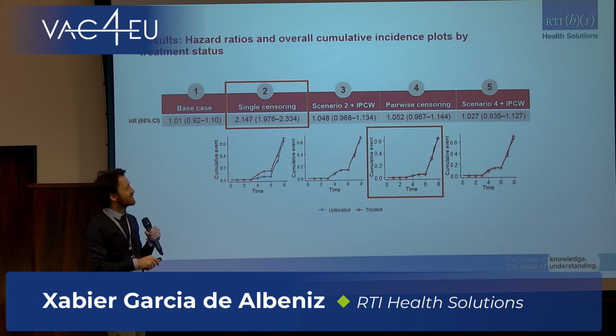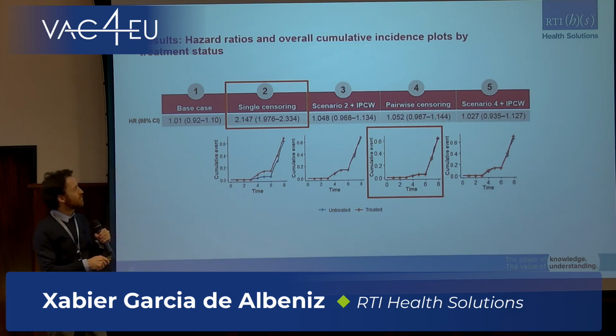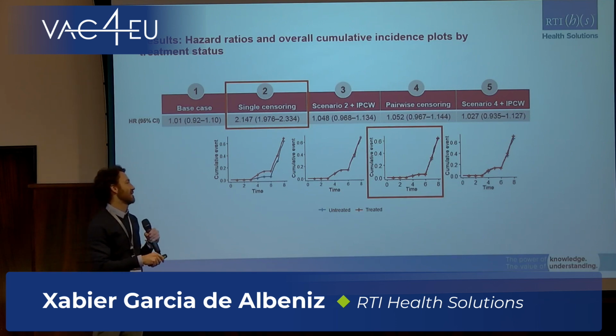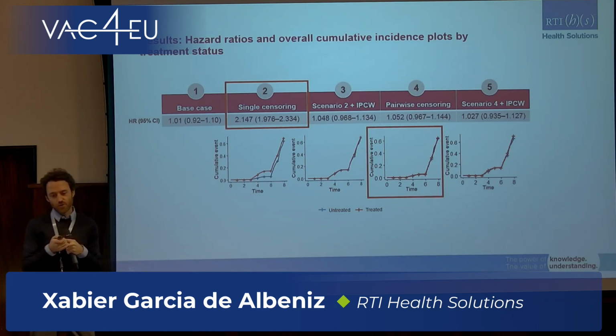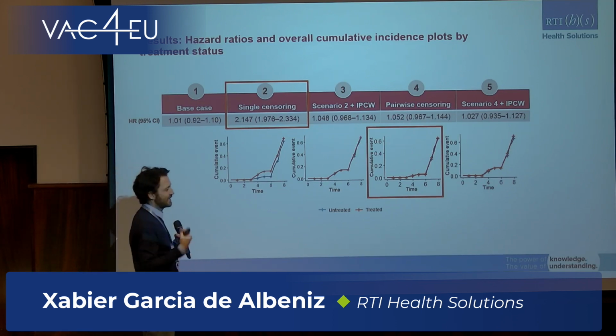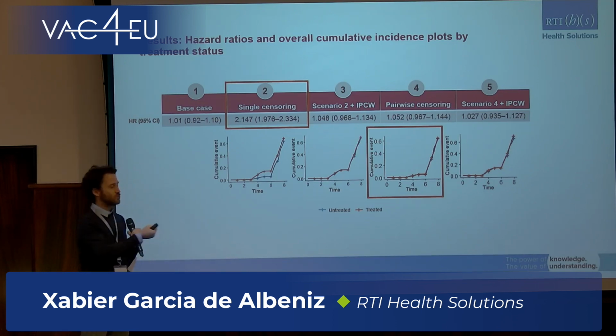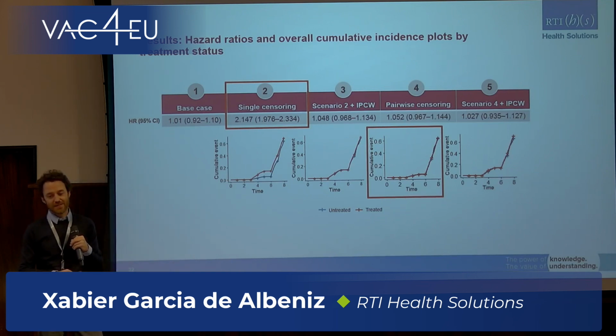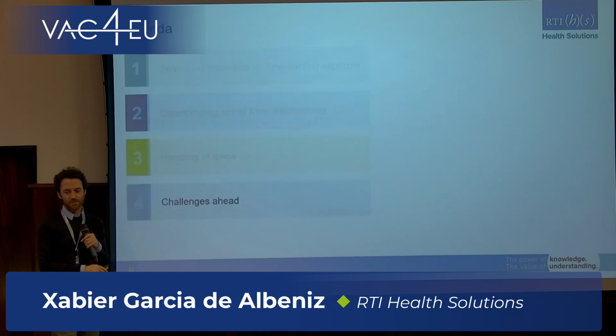And the fifth scenario is both censoring the pair plus inverse probability weighting, and that also works. So it looks like single censoring doesn't really work. You need to do something else, either censoring the pair or use weights to adjust for that. But as I said, this is an abstract in ISPE. I'm looking forward to the full paper.